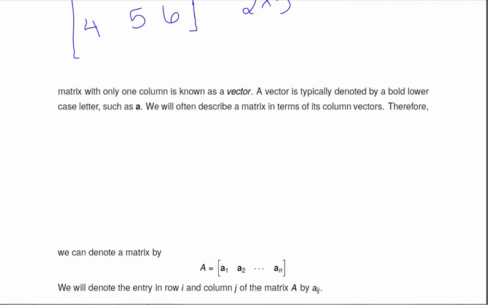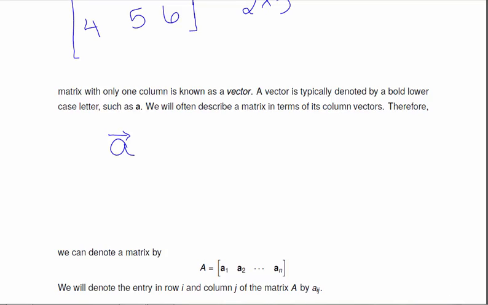Any matrix with only one column is going to be called a vector, and these are typically denoted by bold lowercase letters, such as this boldface a. Usually this will be indicated when we're handwriting with an arrow on top, since it's a little bit harder to write a boldface letter. A lot of times we talk about a matrix in terms of its column vectors.